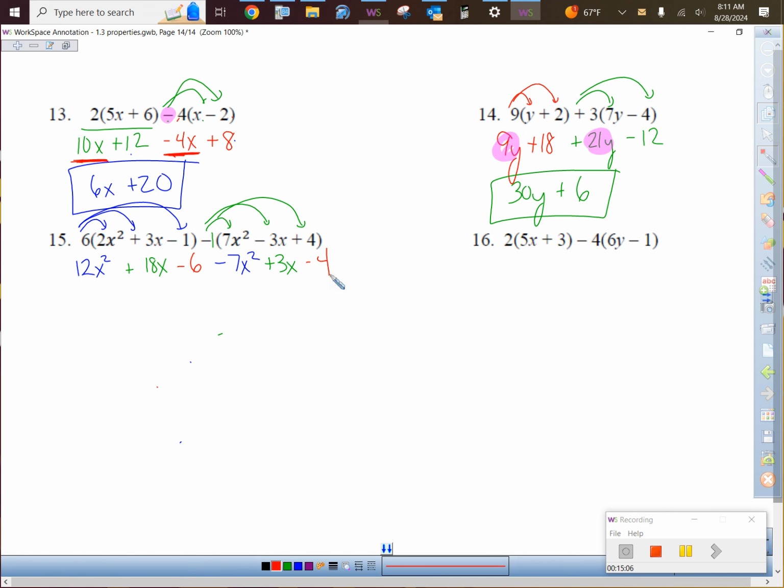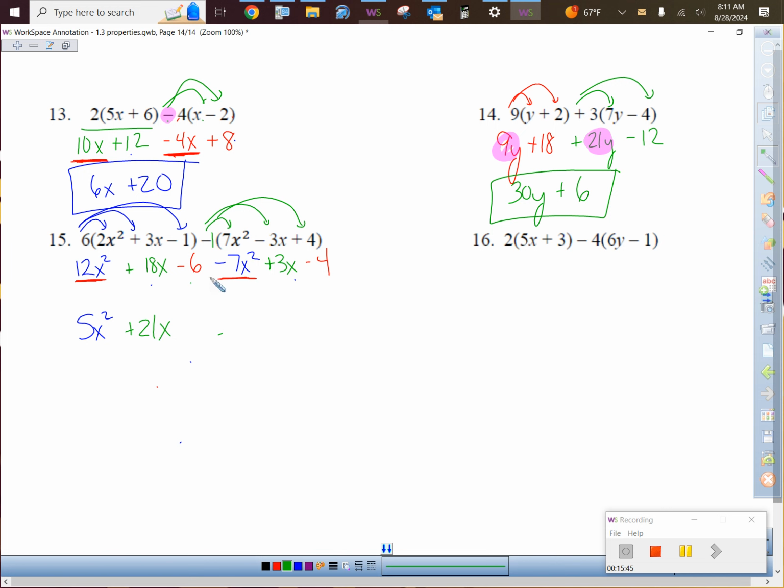Then we can put all our x squareds together. I kind of have them color coordinated for us, right? I'm just that kind of guy. I have 12x squared, take away 7x squareds. How many total x squareds would that be? 5x squareds, right? The exponents don't change or anything like that. You're just adding up all your x squareds. Here's 12 of them. I took away 7 of them, so now I have 5 of them. 18x's plus 3x's is 21x's. Are we okay with that?